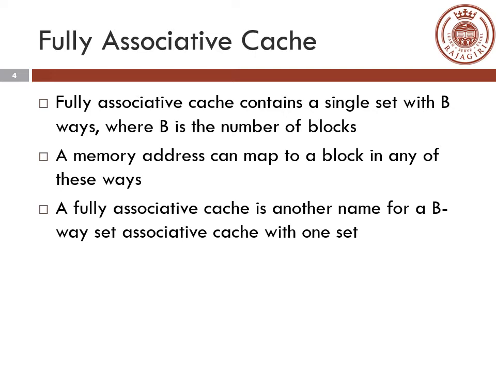So if you take an n-way associative cache, if n is 1, you can call it direct mapping. If this n value is B, you can call it a fully associative cache.